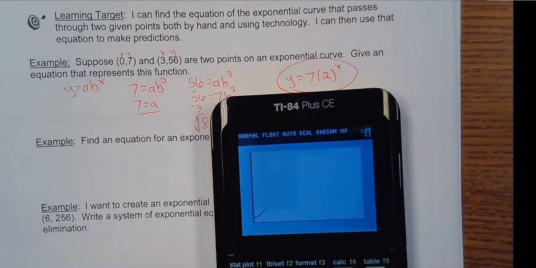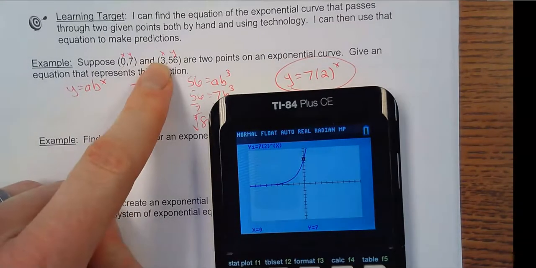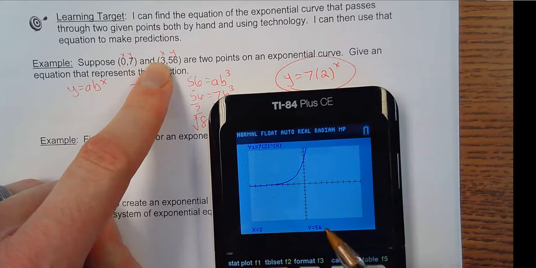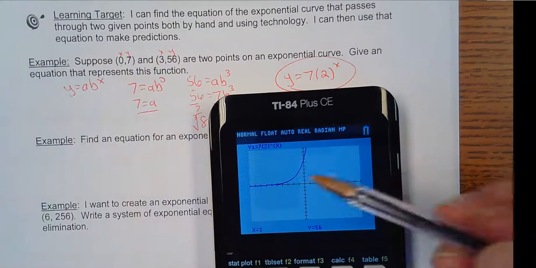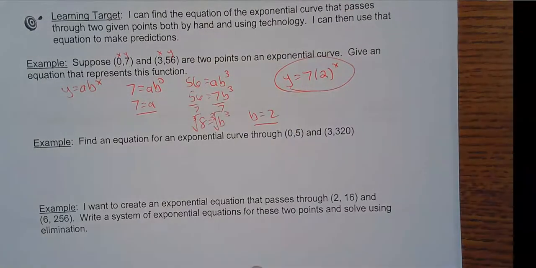If I graph it, let me get a better screen than that. It's going to go off the screen, that's okay. Let's see what we get. In fact, I could use trace. When I plug in 0, I get 7. What happens when I plug in 3? I should get 56. Let's see if it goes off. Yep, it stayed on here, so 56. Sometimes if your cursor goes off the screen, it won't tell you the answer, but when I plug in 3, I get 56, so it goes through that point. So there's my exponential curve.